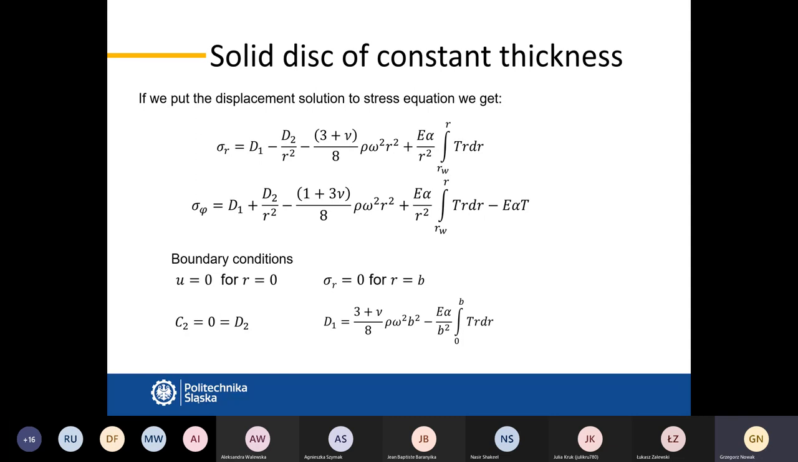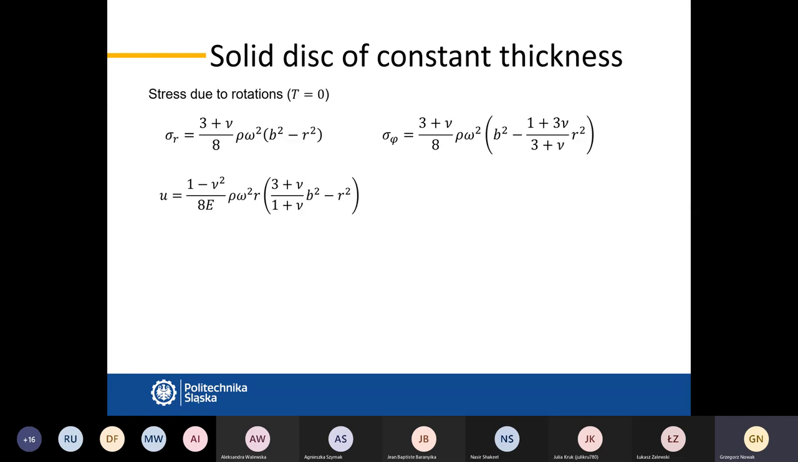Let's look now at separate factors inside the solution. So the factor connected only with revolutions and the factor connected only with thermal stresses. So if we take that T is zero, so there is no temperature rise, or delta T is zero. So we are still at the same temperature. There is no temperature difference within the material. The only factor that affects stresses is rotational speed, so revolutions, which are in omega.